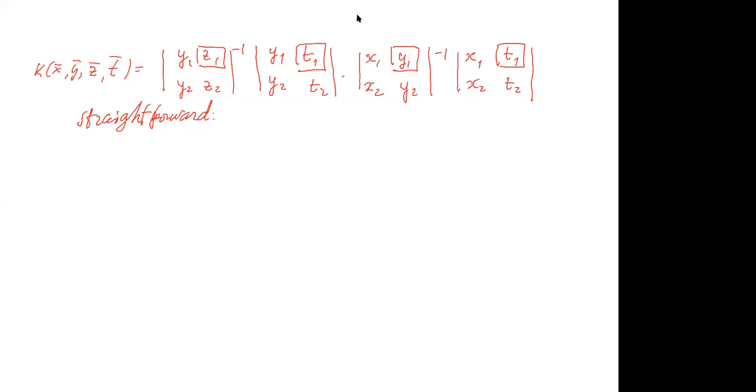I'm sorry. This should be T still. T1, 2. And this should be Y. I'm sorry I made this mistake. Y1, Y2. I think this now is correct.